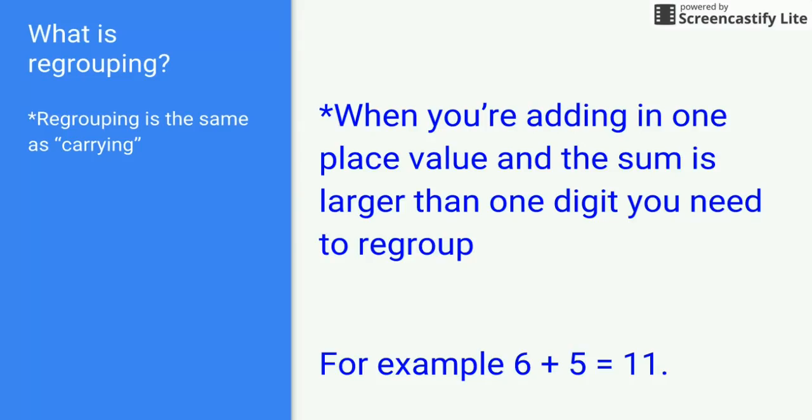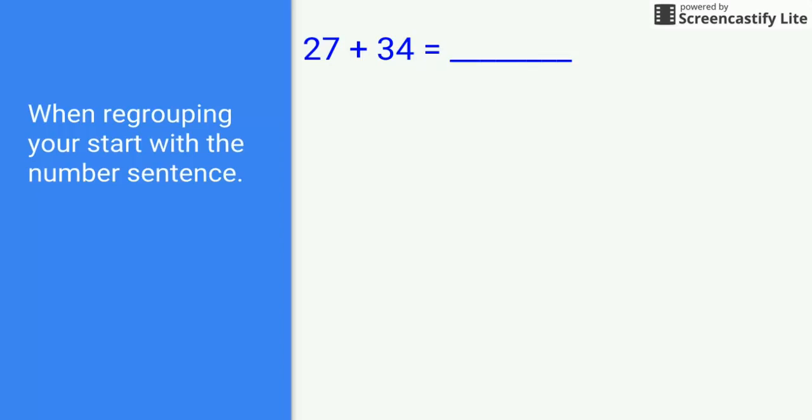The next concept we're going to talk about is regrouping. This is a new concept for our students. Regrouping is probably what you know as carrying. And it's when you are adding in one place value and the sum is larger than 1 digit, so you will need to regroup. An example of this would be 6 plus 5 equals 11. It would not stay in one place value.